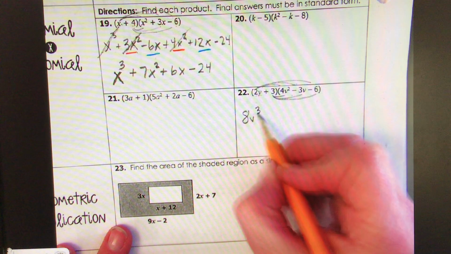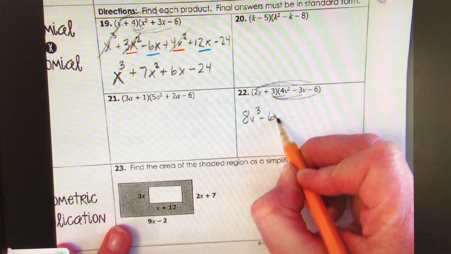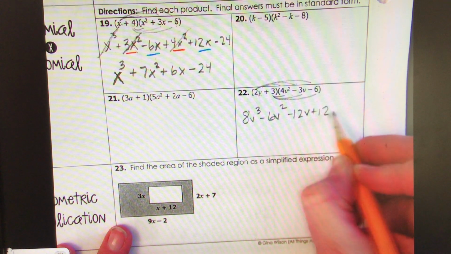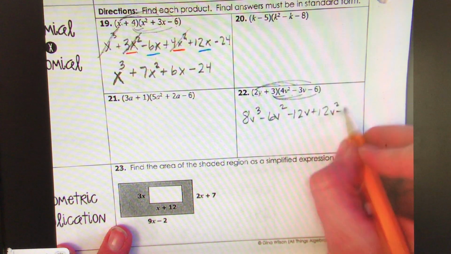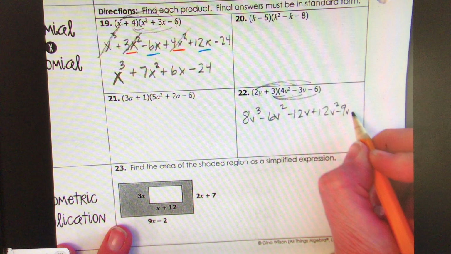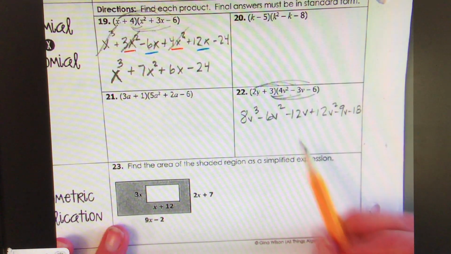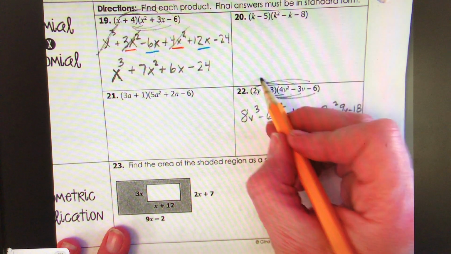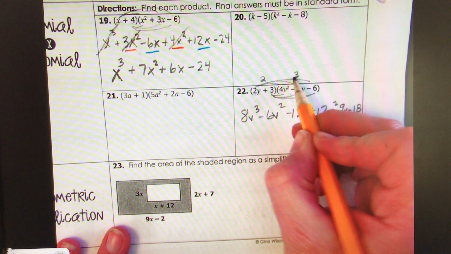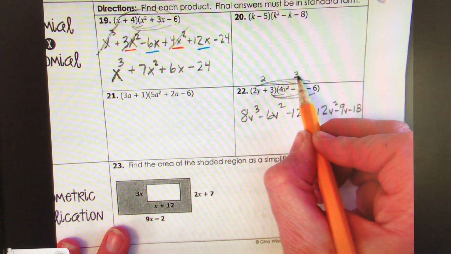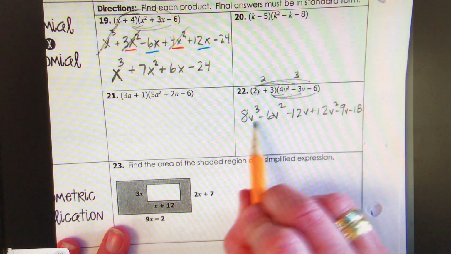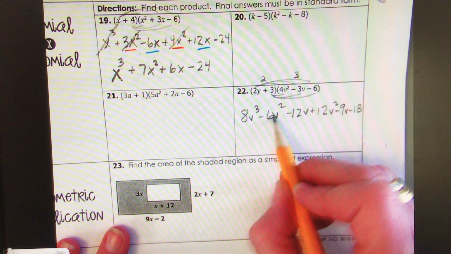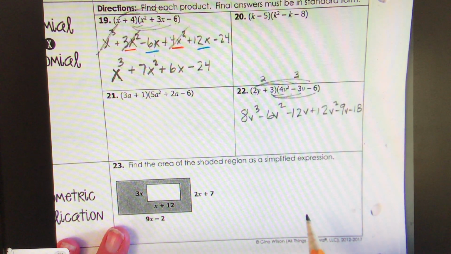8v to the third power minus 6v squared minus 12v plus 12v squared minus 9v. Let's see if I can squeeze it in, minus 18. Okay, so you should notice that if you are multiplying a binomial by a trinomial, well, 2 times 3 is, I hope you know that's 6, so you should have a resulting of 6 terms in your next line, if you think about it that way.